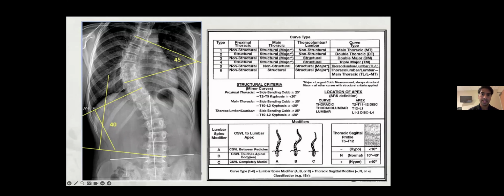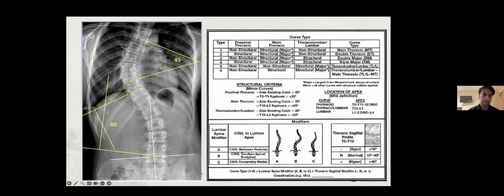Then the next step is, is the thoracolumbar curve structural or non-structural? Let's assume in this case it is structural. So that means it can only be a type 3 or a type 4. And if we take a look, what's the difference between type 3 and type 4? There's a proximal thoracic structural curve. This patient does not have a proximal thoracic curve, so we would say that this is a non-structural proximal thoracic, and it must be a type 3. So we would call this a Lenke 3.